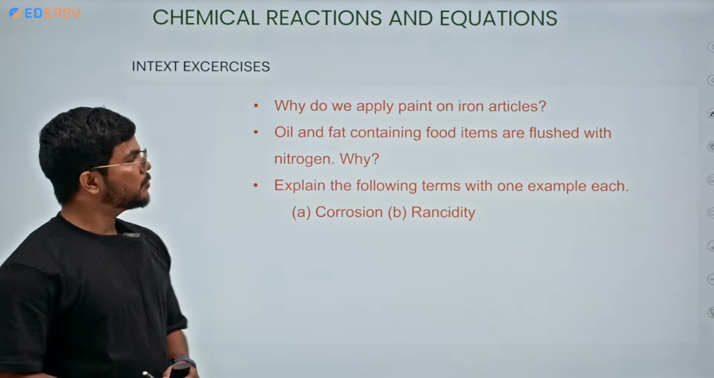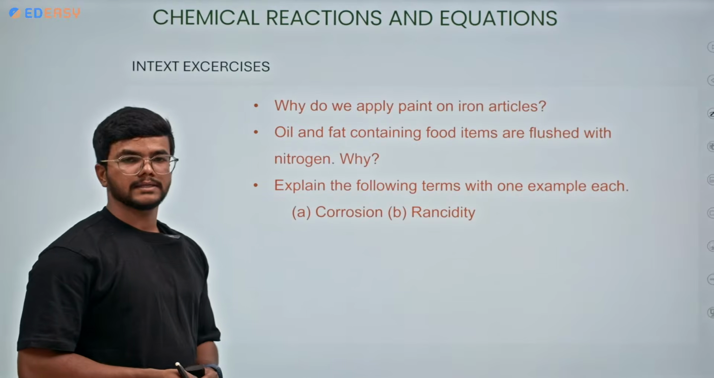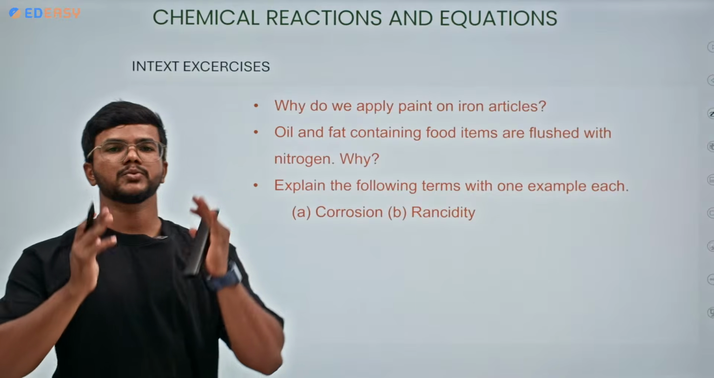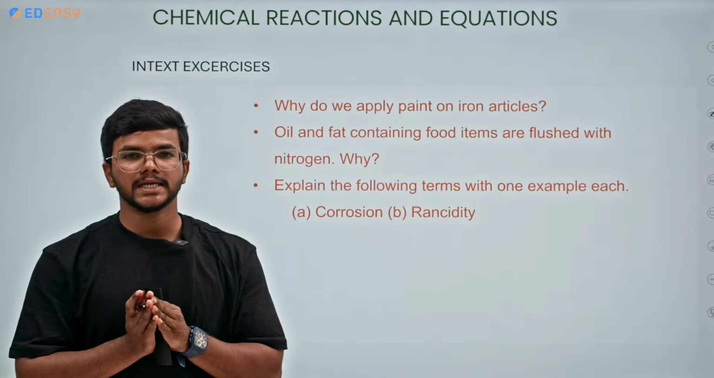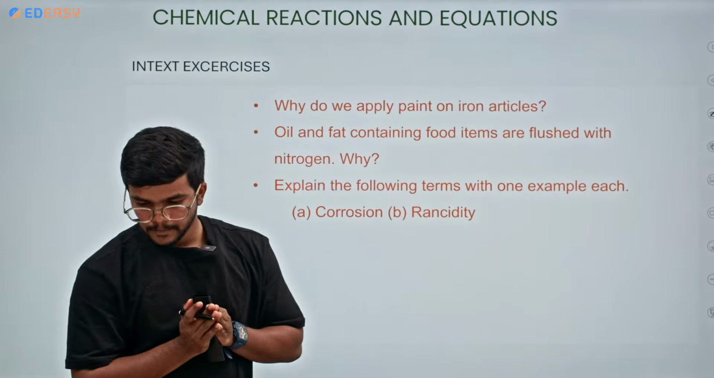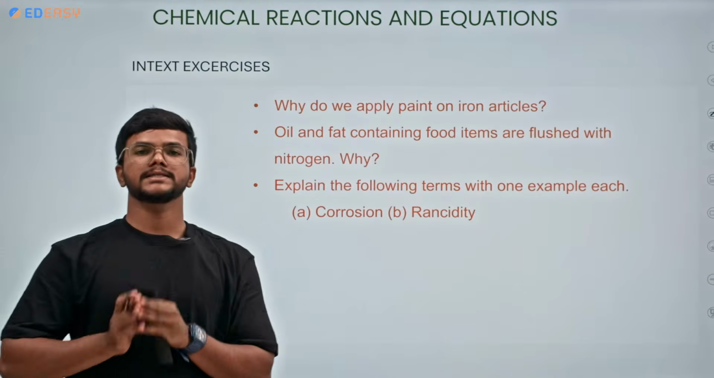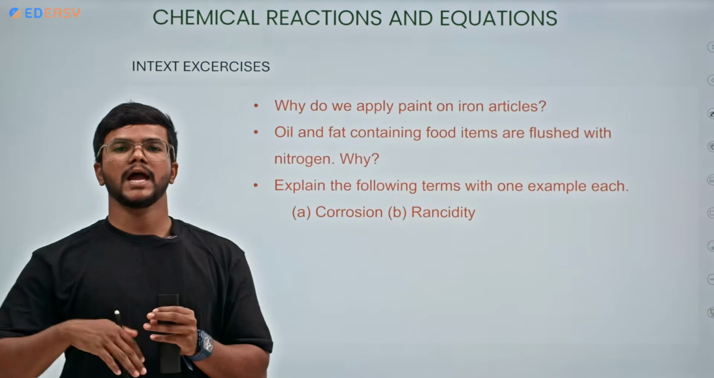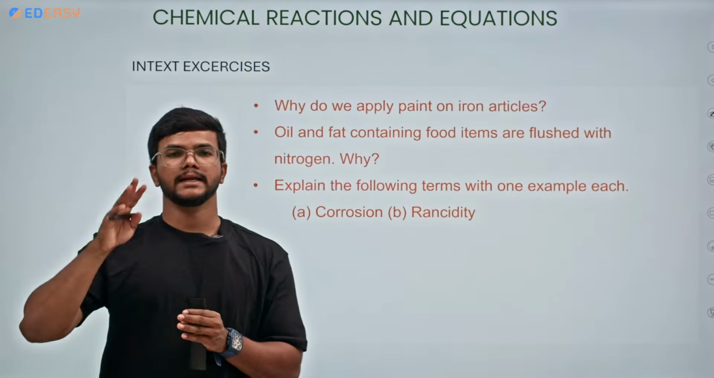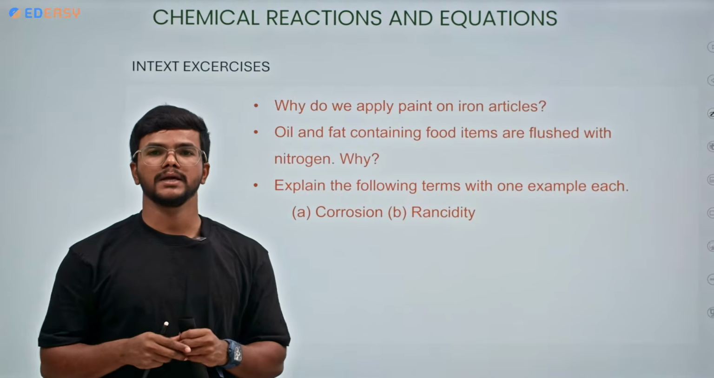Next, why do we apply paint on iron articles? When iron articles are exposed to air, they undergo which type of reaction? Yes, oxidation and corrosion. So to prevent corrosion, we have to paint the iron article so that it is protected from corrosion.